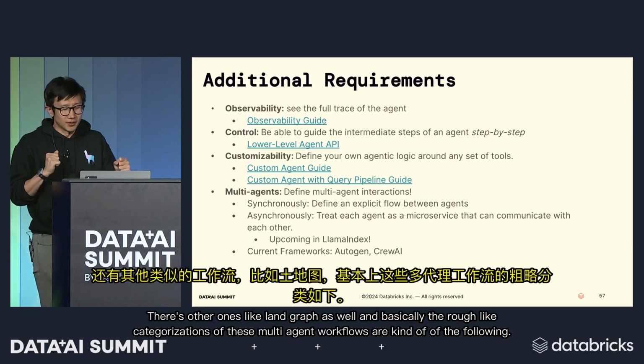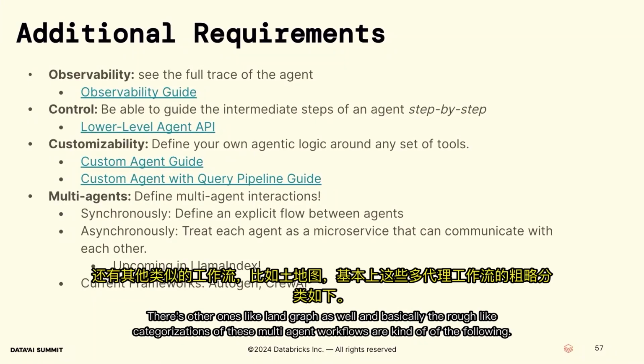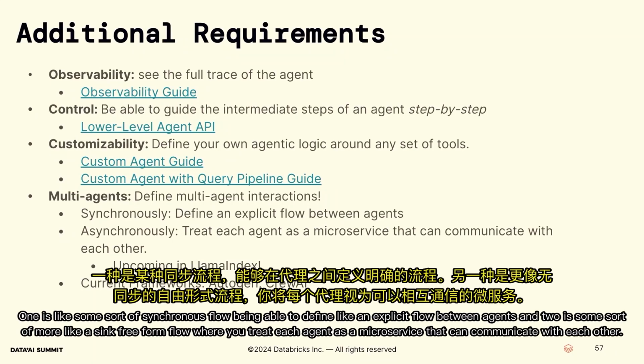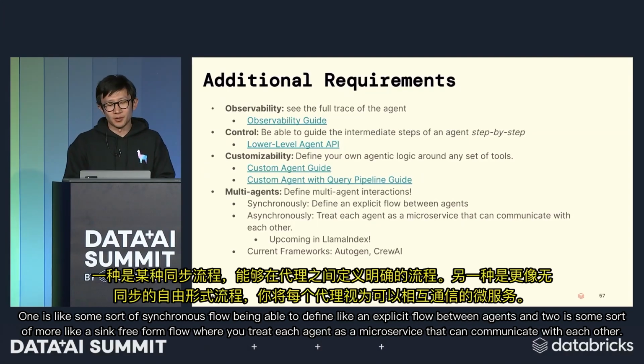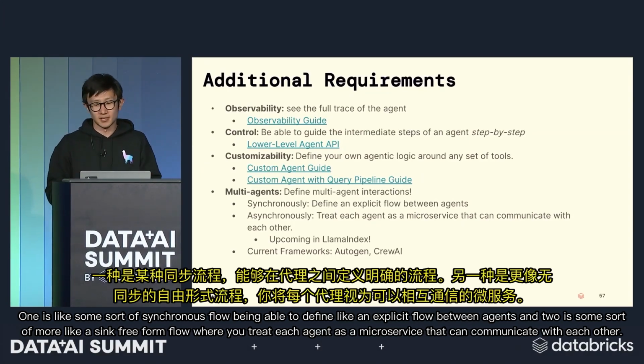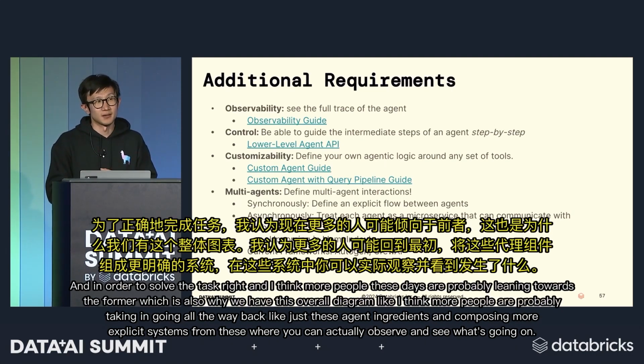And basically, the rough categorizations of these multi-agent workflows are the following. One is some sort of synchronous flow, being able to define an explicit flow between agents. And two is some sort of async freeform flow, where you treat each agent as a microservice that can communicate with each other. Instead of you explicitly defining the pathway to follow, you give the agent a lot of leeway in deciding what's the plan that it should take, which agent to call next, in order to solve the task, right?